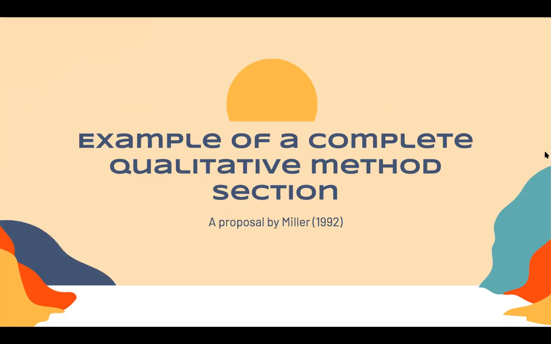Then the next one, I'm going to continue the presentation by showing you an example of a complete qualitative method section. The following is an example of a complete qualitative method section that was included in a proposal by Miller in 1992. Miller is an anthropologist, and this section contains most of the topics for a good qualitative method section addressed in this chapter. Before we start, I would like to give you an overview of Miller's project. It was an ethnographic study of first-year experiences of the president of a four-year college.